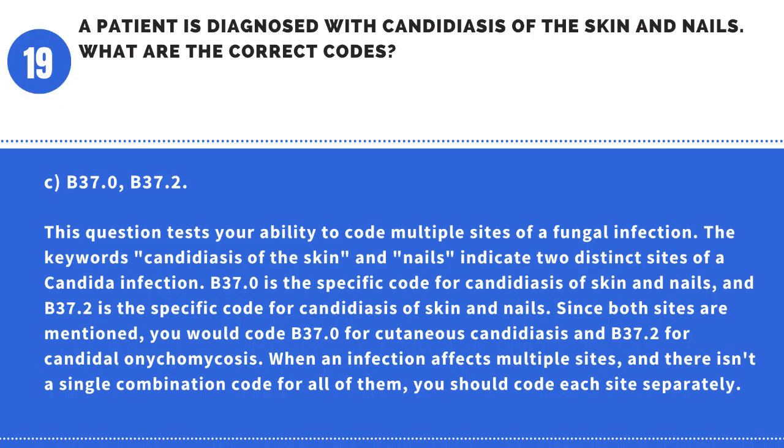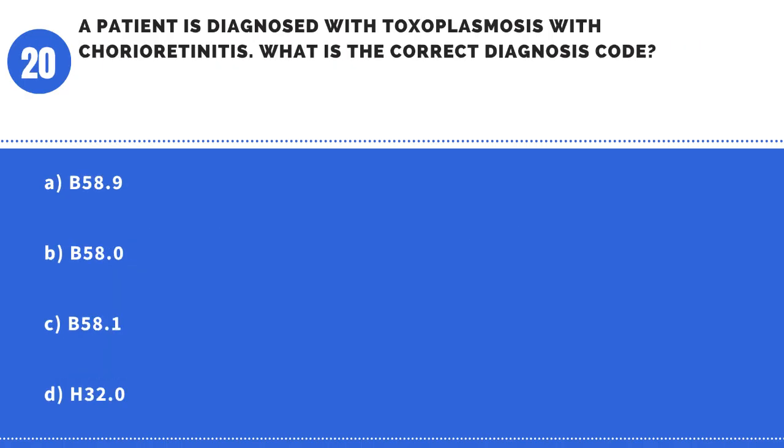B37-0, B37-2. This question tests your ability to code multiple sites of a fungal infection. The keywords candidiasis of the skin and nails indicate 2 distinct sites of a candida infection. B37-0 is the specific code for candidiasis of skin, and B37-2 is the specific code for candidiasis of nails. Since both sites are mentioned, you would code B37-0 for cutaneous candidiasis and B37-2 for candidal onychomycosis. When an infection affects multiple sites and there isn't a single combination code for all of them, you should code each site separately.